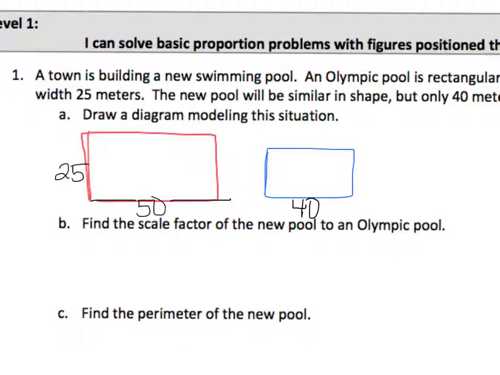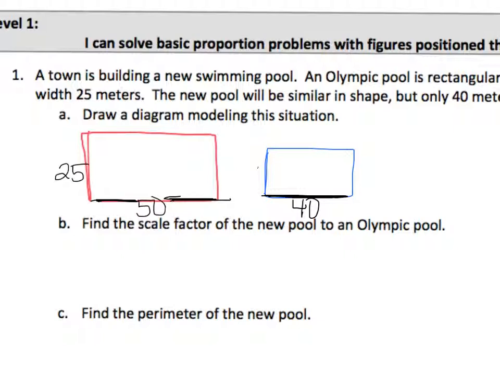So once again, I just want to overemphasize that whatever you label as the length on one figure, you have to label that in the same place, but on the other figure. Okay, I couldn't label it on the right-hand side or the left-hand side because that's obviously not the length, that's the width. Okay, so let's go down to number 2, letter B. Find the scale factor of the new pool to an Olympic pool.